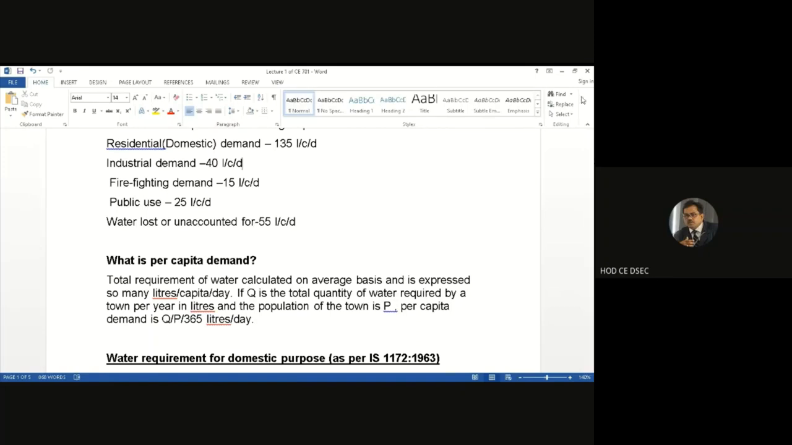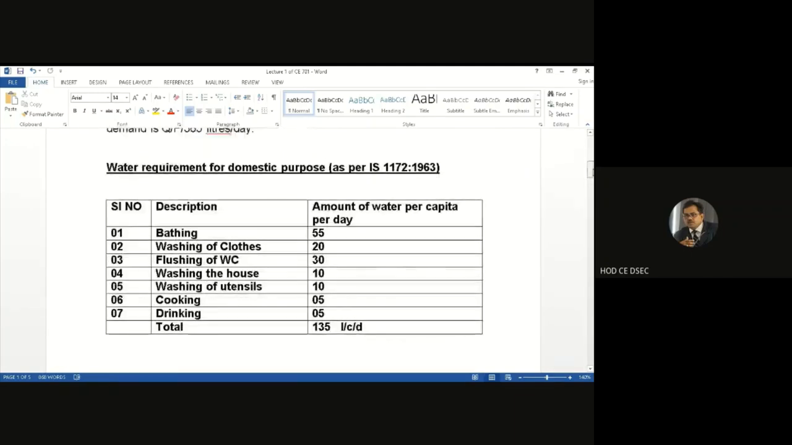Now, let me go to IS 1172-1963, which is giving us the total requirement area wise, item wise, in the domestic supply, which we have highlighted as 135 liters per capita per day. Let us see the breakup of the requirement of 135 liters per capita per day in the domestic purpose, that is the residential purpose.